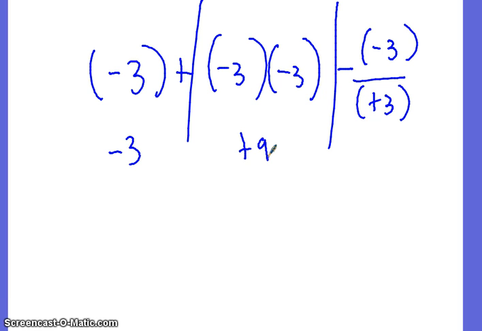Is that subtraction? Wait, what do you think? What'd you say, Hannah? Positive 1? -3 divided by +3 is -1, times -1 makes +1. Does that make sense? Not really. Well, take my word for it, it does.